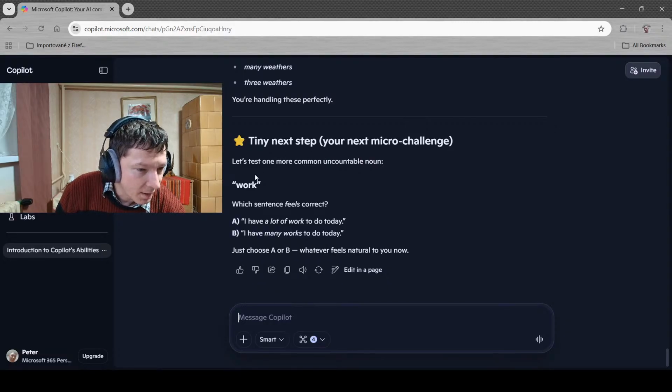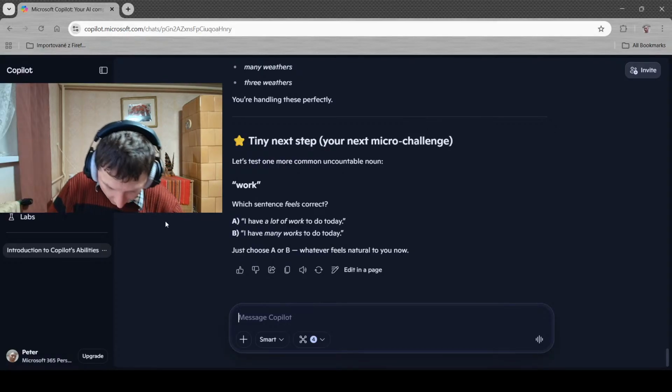Tiny next step. Let's test one more common uncountable noun, work. Which sentence feels correct? I have a lot of work to do today. I have many works to do. Yes, of course, A.